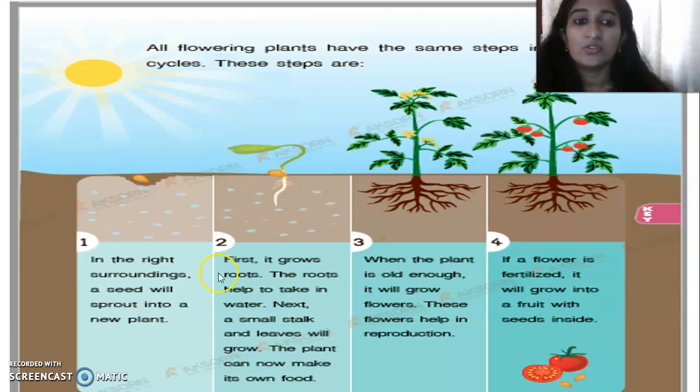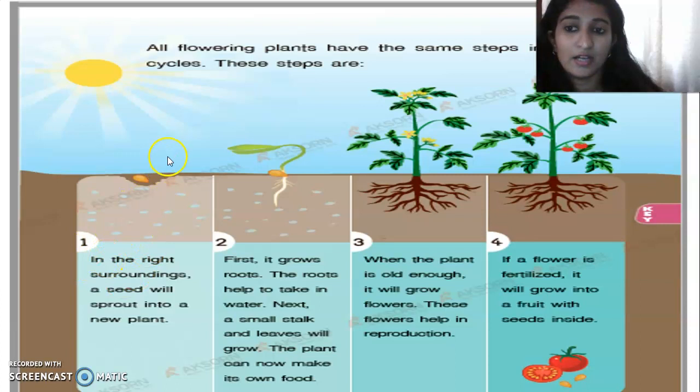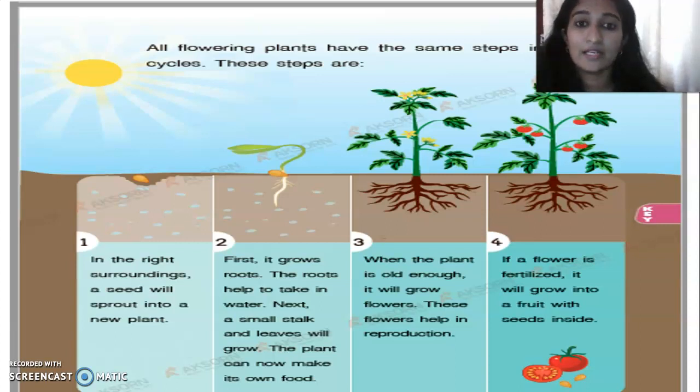So today we are going to discuss the life cycle of flowering plants. We have 4 steps of flowering plants. The first, I told you every plant needs water, sunlight, and soil. Those are the factors needed for a plant to grow.